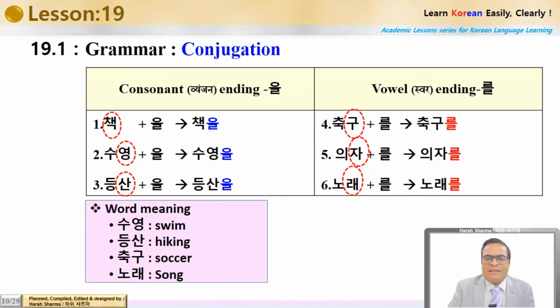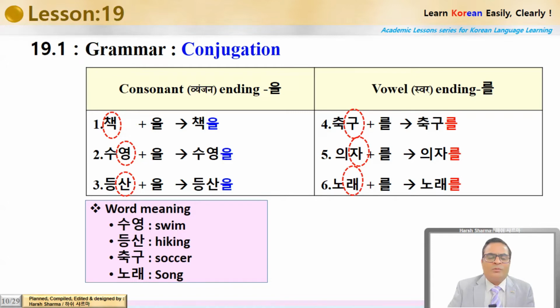Now come to the second column, numbers 4, 5, and 6. You can see chukgu plus rul, chukgurul, uija plus rul, uijarul, norae plus rul, noraerul. See carefully. Can you find any batchim in 4, 5, and 6? No, there is no batchim in the final syllable. So we have to add rul.